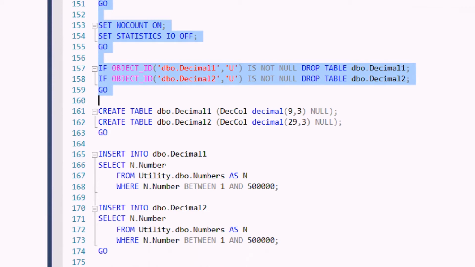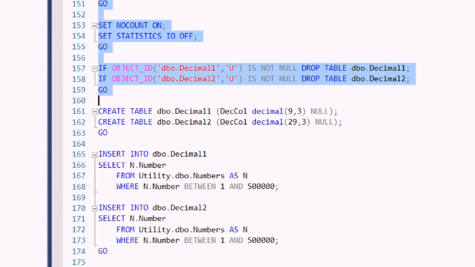What I'm going to do here is, I'm starting out, I'm just creating 2 tables. I'm calling them decimal 9.3 and decimal 29.3. Same data type, but different precision. And then I'm going to insert into them, both of them, the same thing, 500,000 rows. I use a utility numbers, a tally table, some people refer to it. I always have one of these. And then I'm going to take a look at the storage used by those 2 tables.